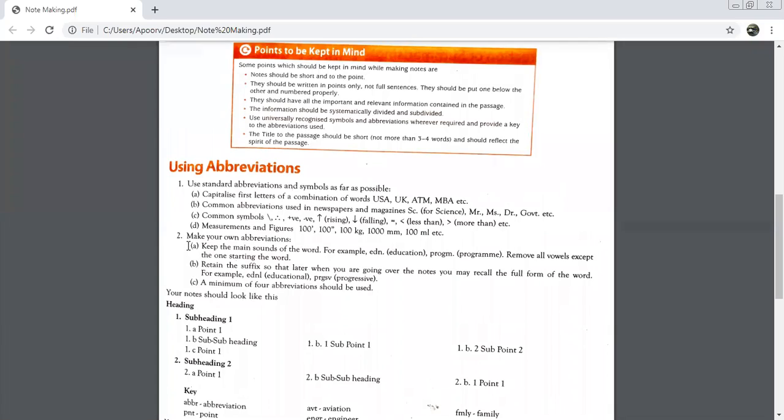Now, the use of rules of abbreviations. I'm giving you 1 minute again for revising. There are 3 rules of making abbreviations. Just read the second point of make your own abbreviations very quickly. Then let's discuss this. By the time, I'll mark the attendance.